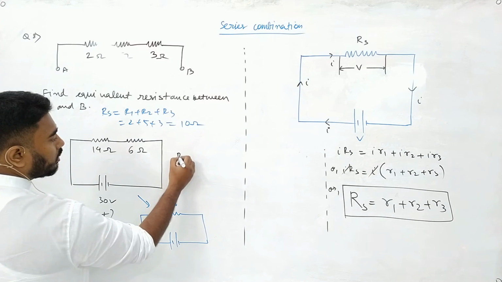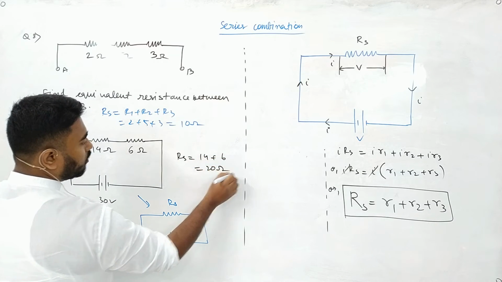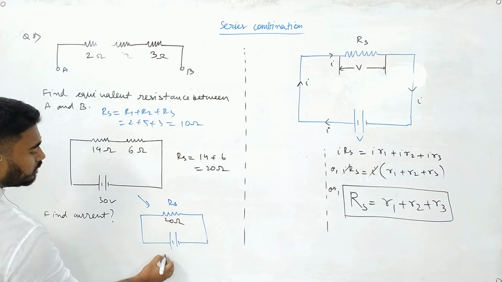20. How did we do that? RS will be equal to 14 plus 6, that will be 20 ohm. Now it is 20 ohm, right? This one is 30 volt.